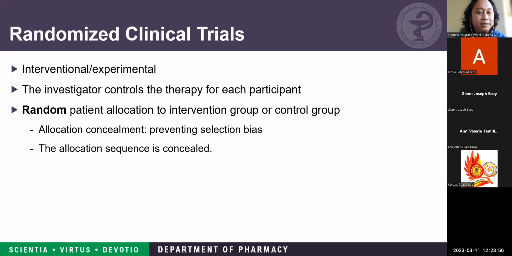Okay, and then random patient allocation. Not only do the investigators need to control the therapy, but they also need to provide health insurance and so on. So it's really, really costly. There is randomization of allocation to the patient group or control group. So there is randomization here. It's different from case control and cohort, because we do not have randomization.